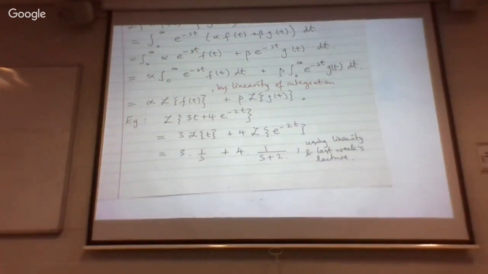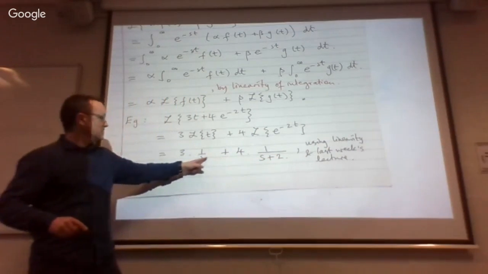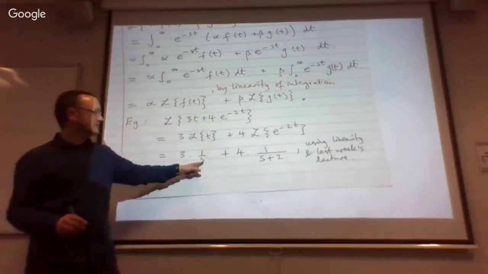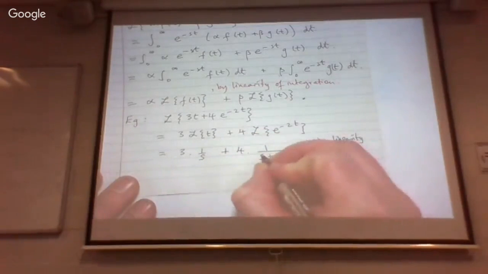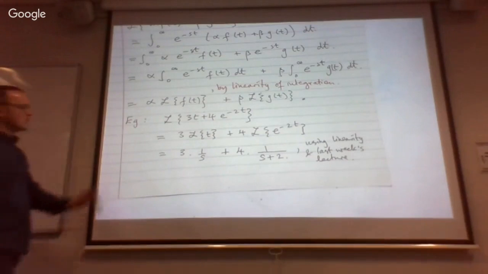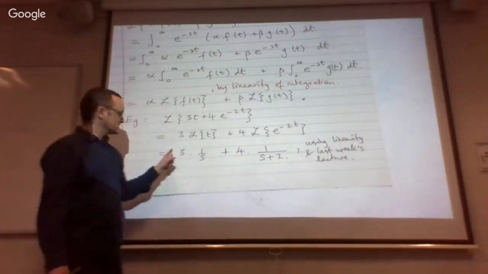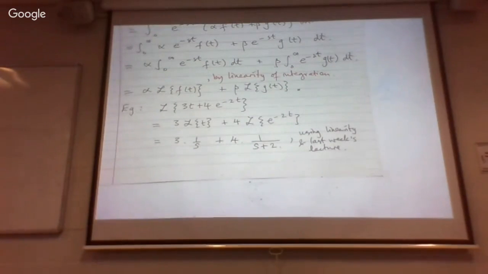What's next to the 3? 1 over s. Yeah, s. That's the new variable in the Laplace transform. I'm trying to avoid fives appearing in the linear coefficients because fives and s's can sometimes be confused. But you should be alive to that potential for context.